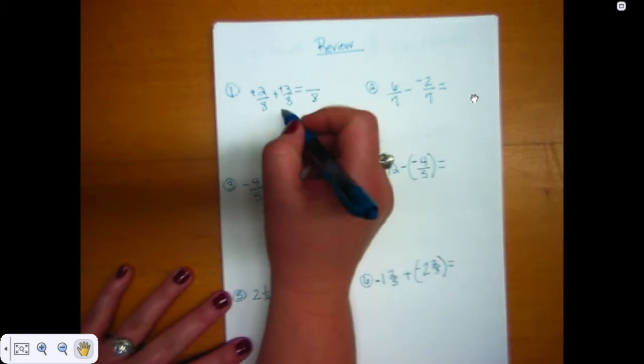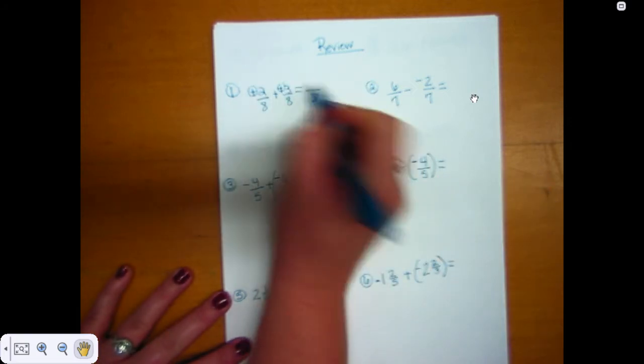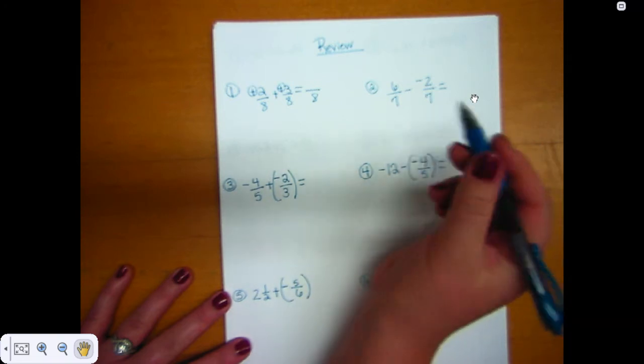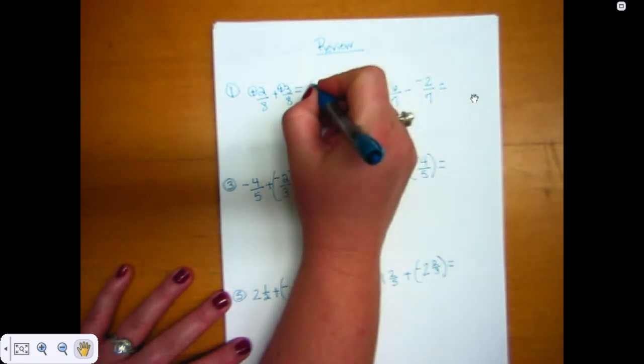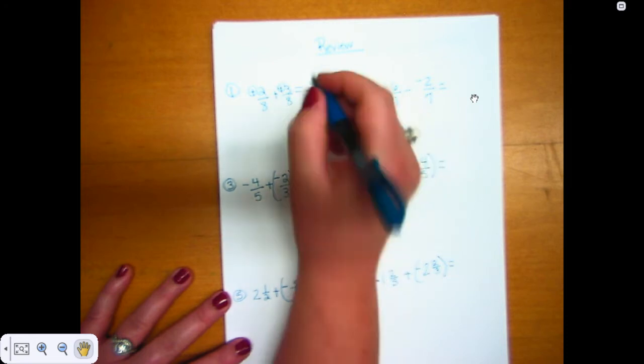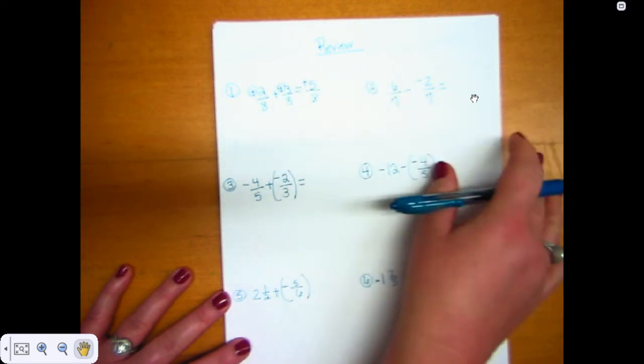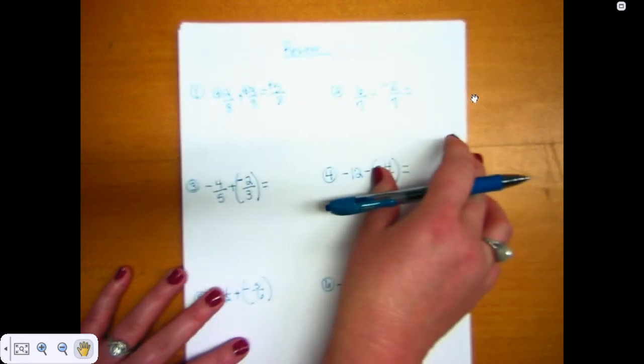Okay, now I'm going to check my signs. They're the same, so that means I'm going to add and I'm going to get 5. And you keep the sign of the largest absolute value, which is positive 5/8.